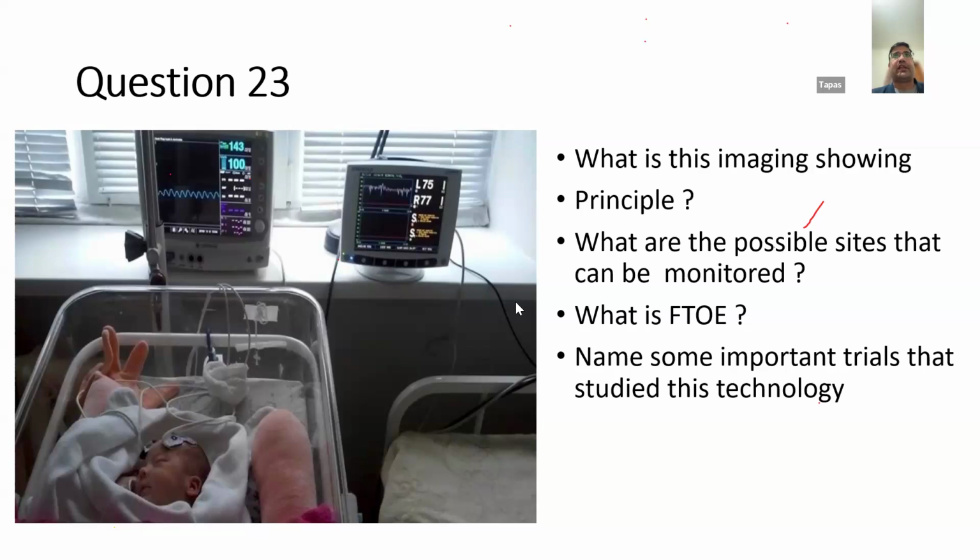Okay, so some important trials that studied this technology. Fractional tissue oxygen extraction. Okay, so do you know any trial that has studied this technology in newborns? SAFEBOSPPIT. Okay, let's go to the answers.